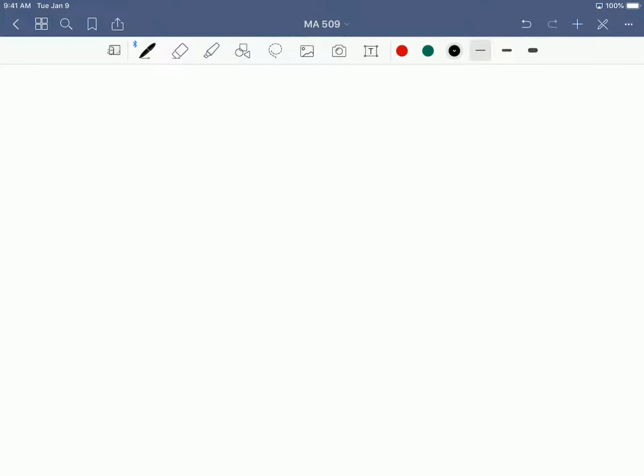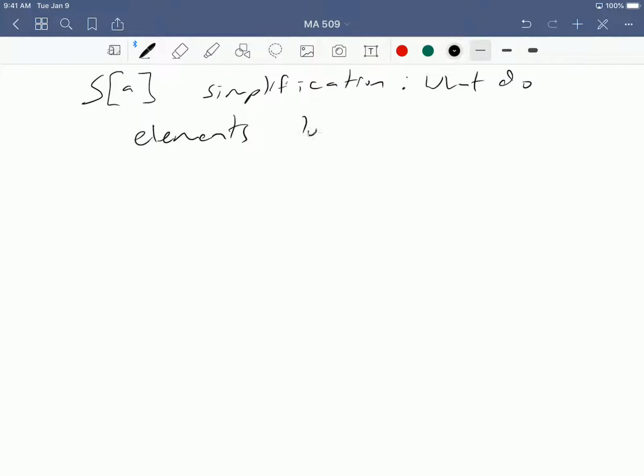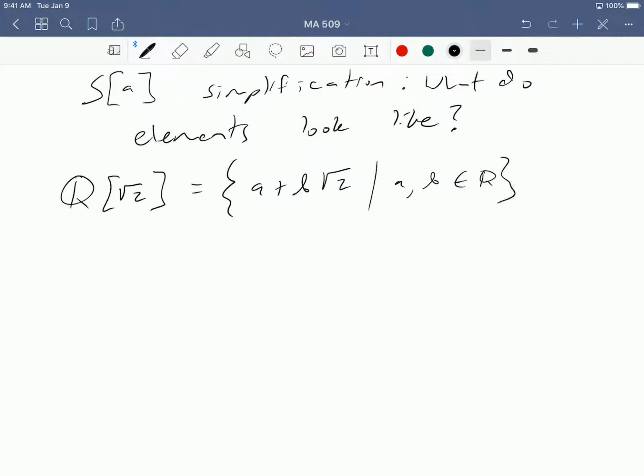So in the previous couple of examples, we saw some cases where we wanted to take a ring of this form S adjoin A, and we wanted to simplify it some way. So what we wanted to do is figure out what the elements look like. And when we did some examples of this, like for example, we worked through Q adjoin root 2, and we decided that even though we were allowed to take any powers of root 2 that we wanted, all we needed were 2 of them. We could write everything we needed as a plus b root 2.